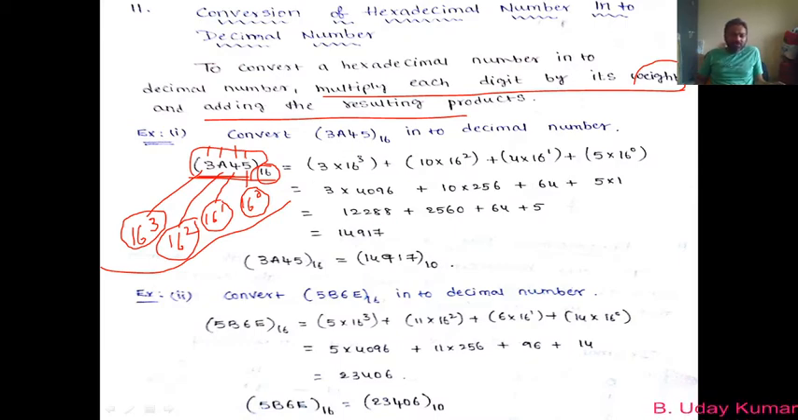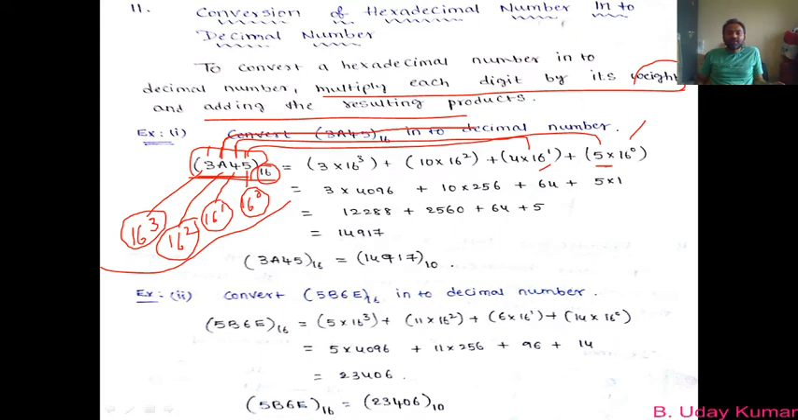Anyway, first let us take 3A45, first let us take this 5. So 5 is multiplied with its weight, which is 16 power 0, and the next one is 4. 4 is multiplied with its weight, which is 16 power 1, and the next one is A, multiplied with its weight, which is 16 power 2, and 3 is multiplied with its weight, which is 16 power 3. Okay, so let me erase everything now.